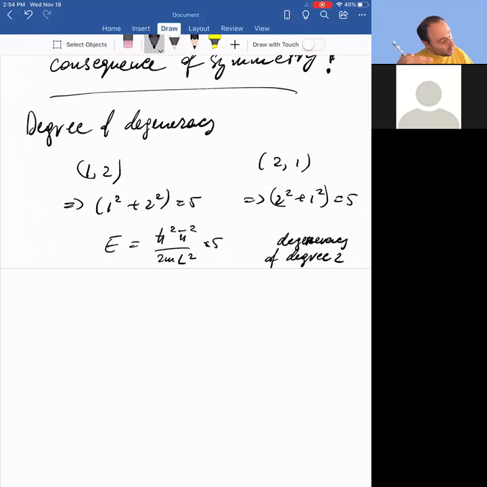The next energy, 11 times a bunch of constants, also has trifold degeneracy: 3, 1, 1; 1, 3, 1; and 1, 1, 3. The next is non-degenerate; 2, 2, 2 is non-degenerate. Then the next one has 6-fold degeneracy: 1, 2, 3; 2, 1, 3; 1, 3, 2; 2, 3, 1; 3, 1, 2; and 3, 2, 1. And the energy is 14 times a bunch of those constants, and so on.